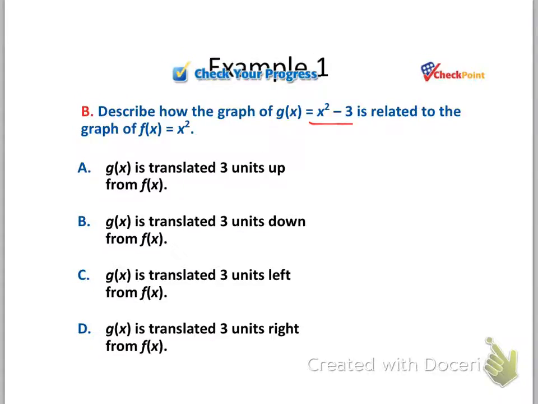All right, let's take a look at these two. How are these different? Subtracting 3 outside the parentheses. That's going to tell us it's going up or down, and in this case, it is down.